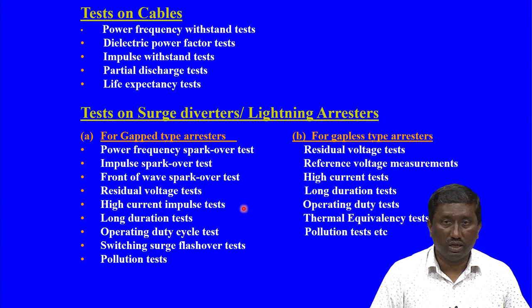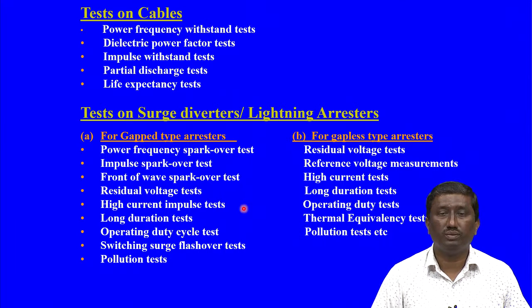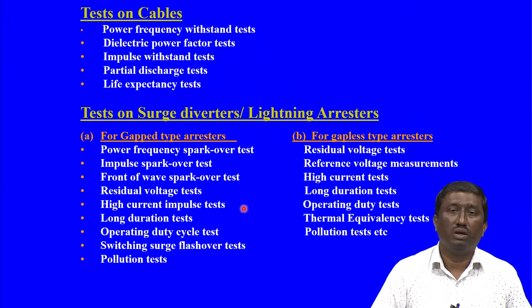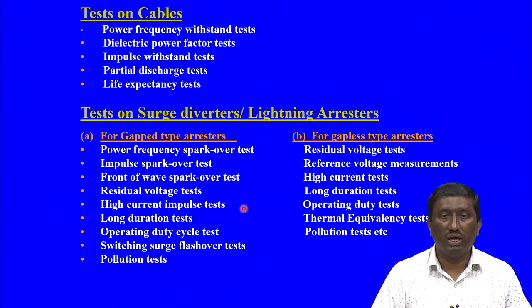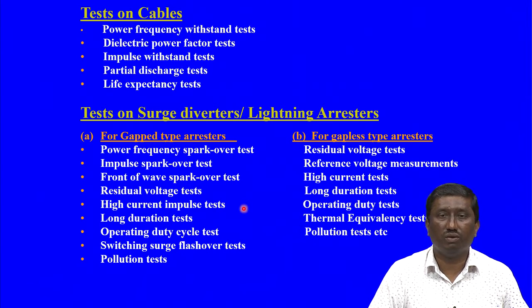Then the operating duty cycle test, again a combination of the operating cycle like in the field. The operating duty cycle involves the AC voltage which is continuously applied across the arrestor. Then an impulse current for a particular voltage level and current level has to be applied along with the continuous operating AC cycle. So the operating duty, the functioning of the arrestor, is verified.